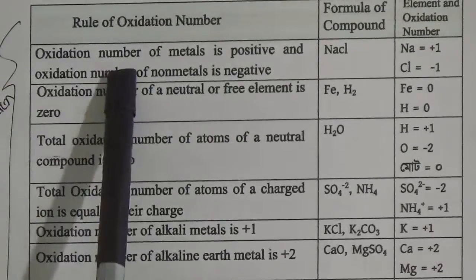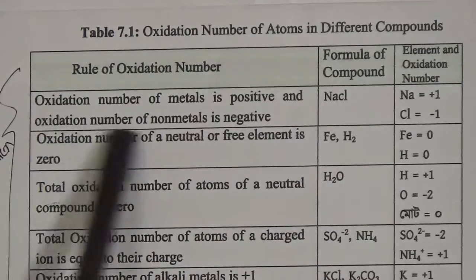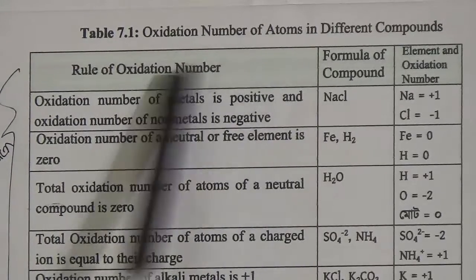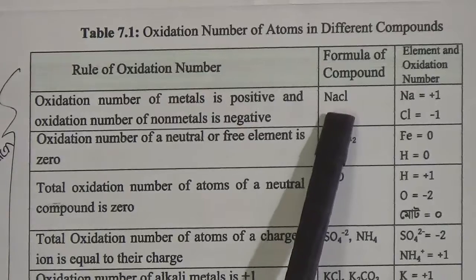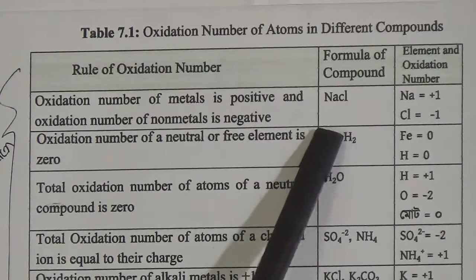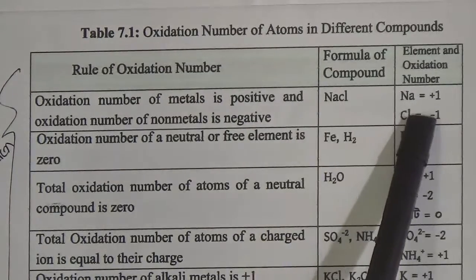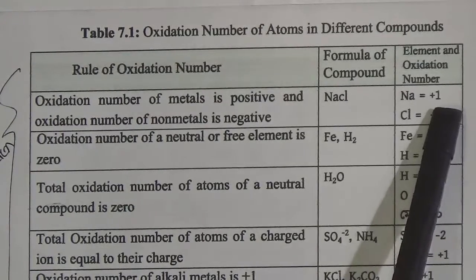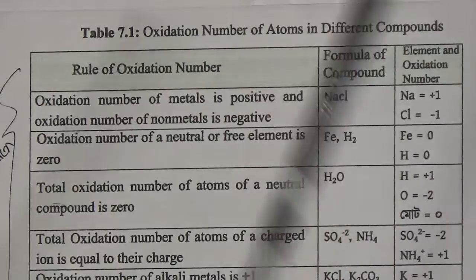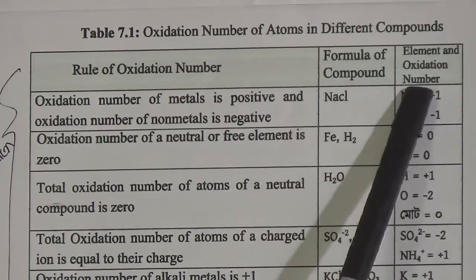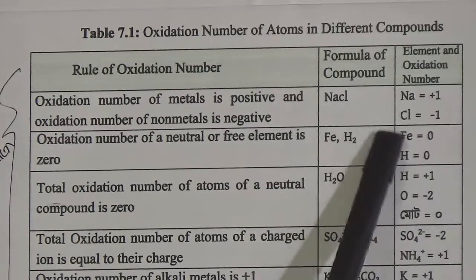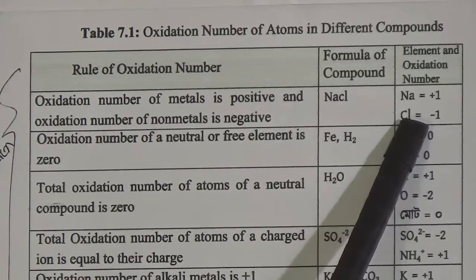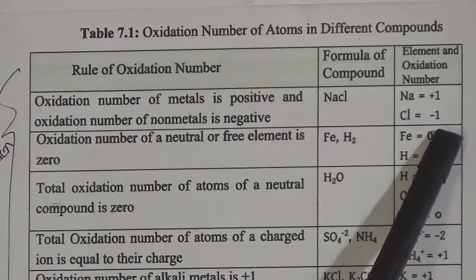The first one: the oxidation number of a metal is positive and the oxidation number of a non-metal is negative. You have to remember this all the time. Look, this is sodium chloride, and here sodium is a metal and chlorine is a non-metal. Sodium's oxidation number is +1 because it can donate 1 electron, and chlorine's oxidation number is -1 because the electron donated by sodium is taken by chlorine. That's why it has 1 electron more than the proton number, and its oxidation number becomes -1.